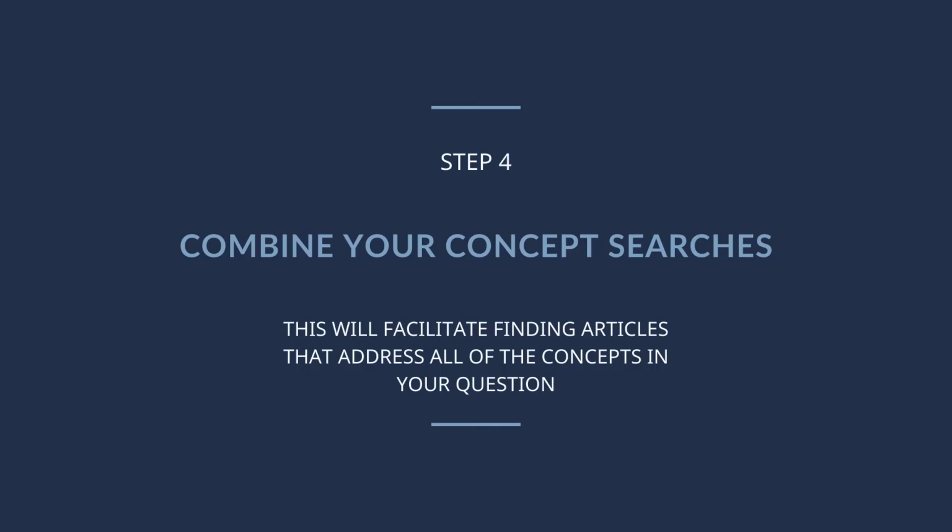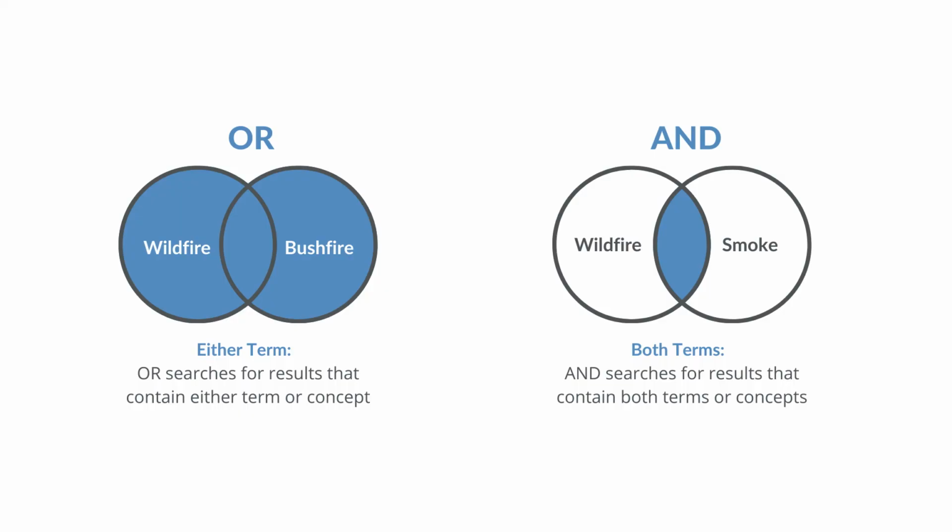Now that we have searched each element or concept in our question individually, it's time to proceed to step 4, combining our concept sets with AND. Before we do that, let's briefly discuss combining search terms or sets with ORs and ANDs. OR is used when you want either term or concept in your results. AND is used when you want all the search terms or concepts in your results.